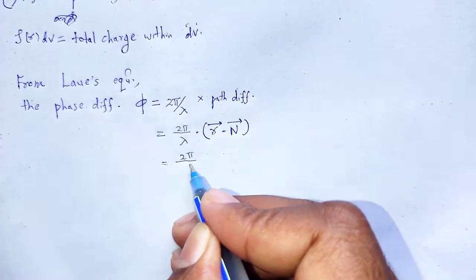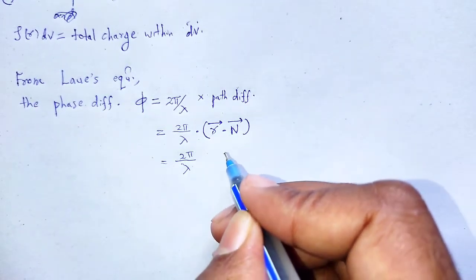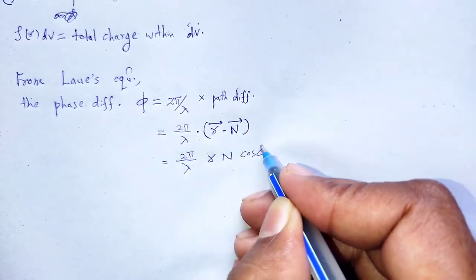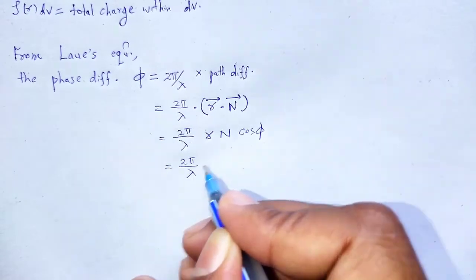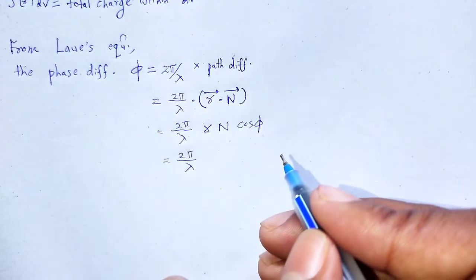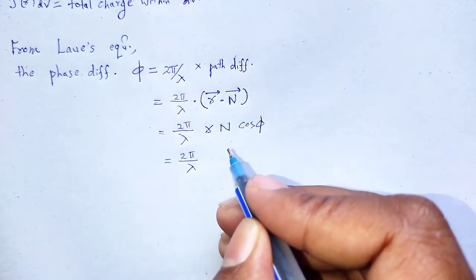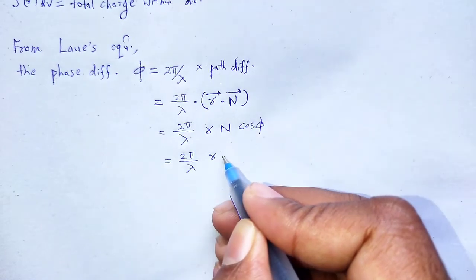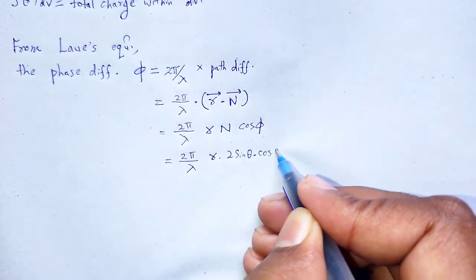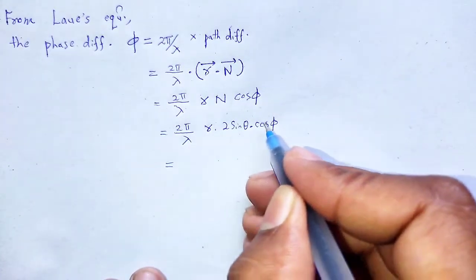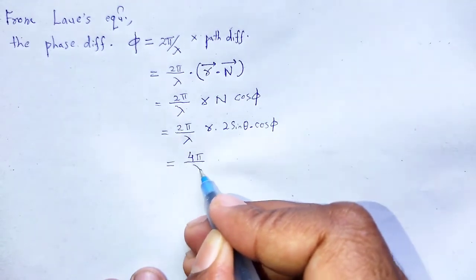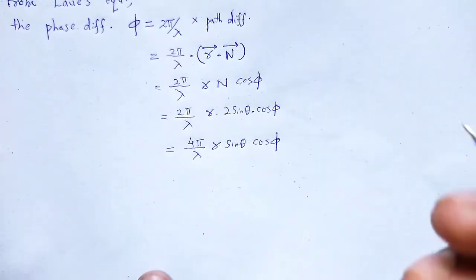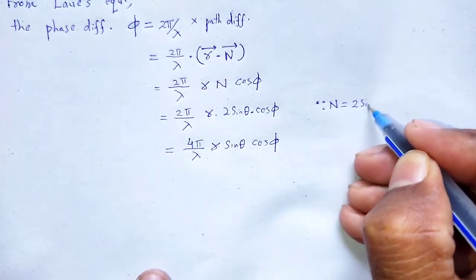So phi is equal to 2 pi by lambda times r vector dot n vector, which is r n cos phi. The value of n is 2 sin theta. So from Laue's equation, it is 2 pi by lambda into r 2 sin theta cos phi. Simplifying it, 4 pi by lambda r sin theta cos phi, where n is equal to 2 sin theta.